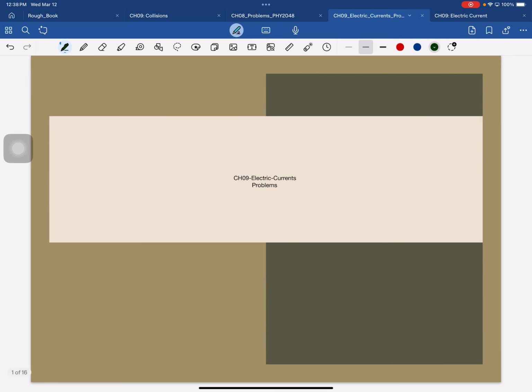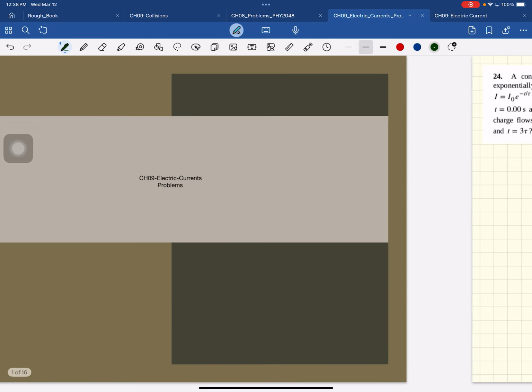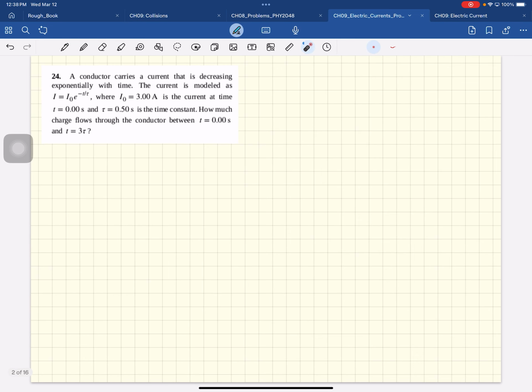All right, so this problem says a conductor carries a current that is decreasing exponentially with time. So here is the current as a function of time. And you'll see that this is the current when you discharge a capacitor. You'll see this in the next chapter.